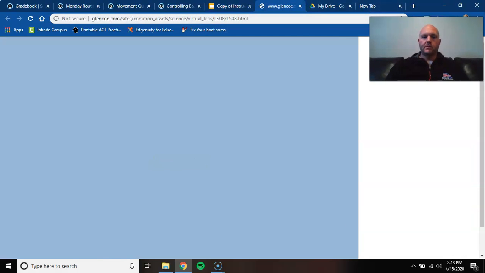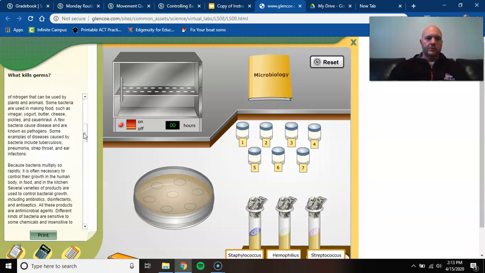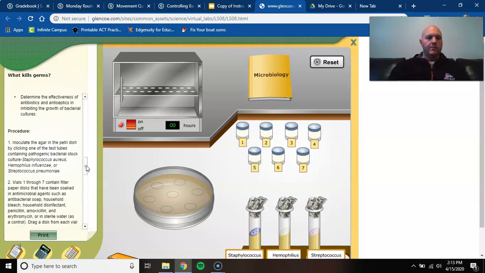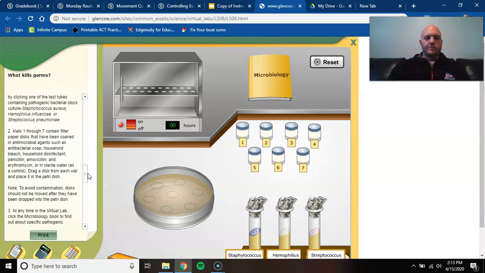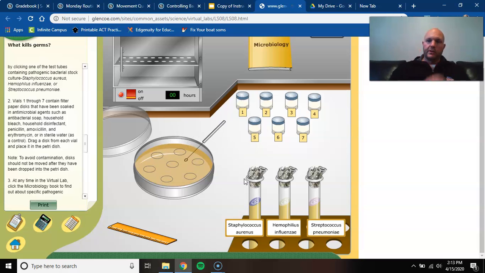Ooh, look at us. Right? There's more information here, which is probably the same stuff that was on there. Look, objectives. Alright, so I'm just going to choose this bacteria. I'm not quite sure if it tells you to do all of them or one of them. It doesn't matter. This is Staphylococcus aureus, which is something you get with staph infection.